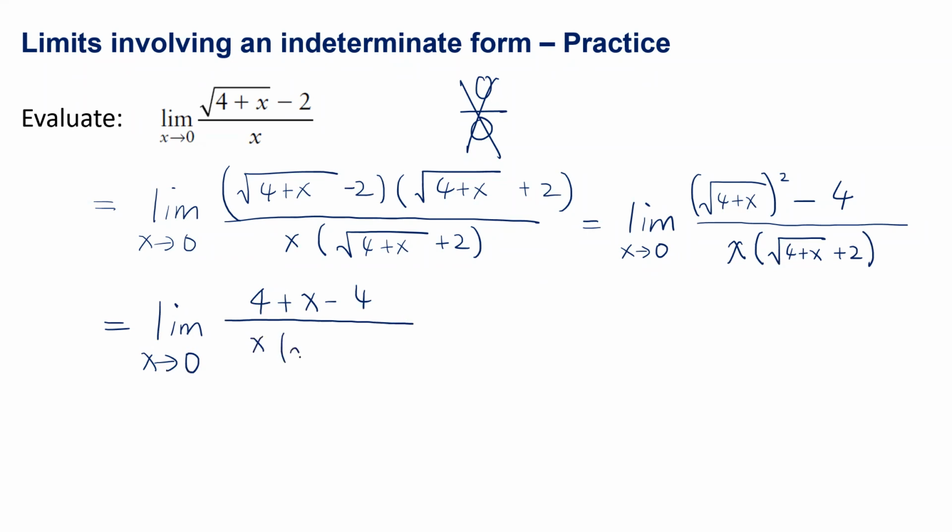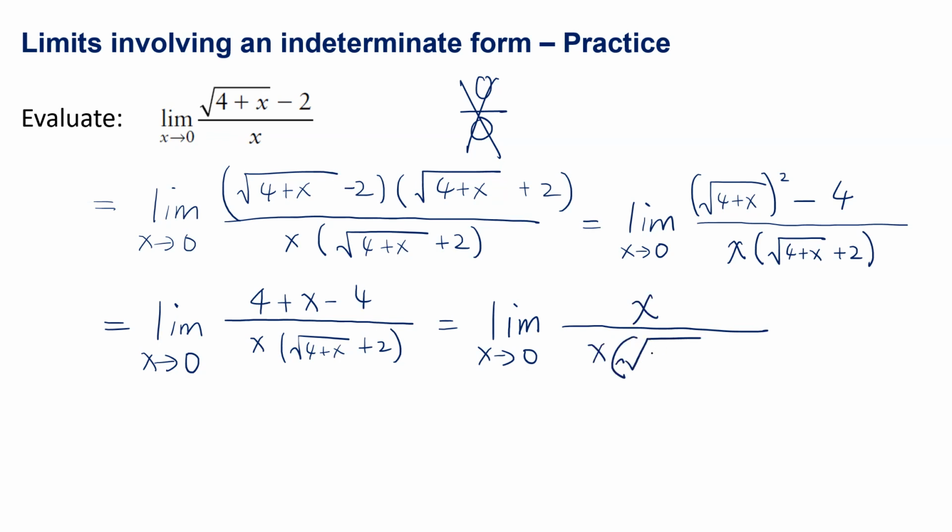Over x times square root of 4 plus x plus 2, which equals the limit as x approaches 0 of x over x times the square root of 4 plus x plus 2, right? When x approaches 0, that means x is close to 0, but x is not 0. Therefore, we can cancel the x here. That actually equals the limit of this function as x approaches 0, right?